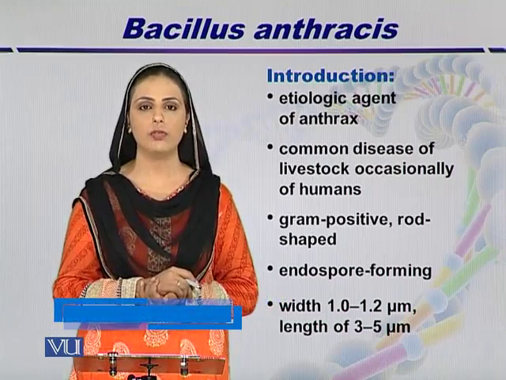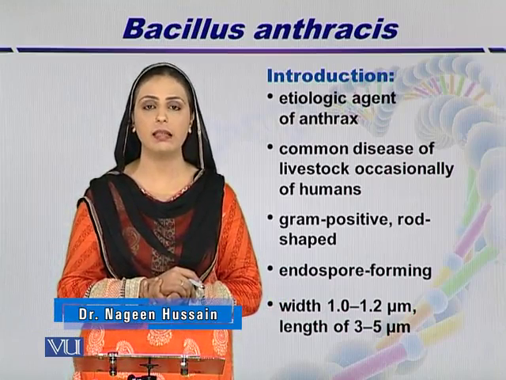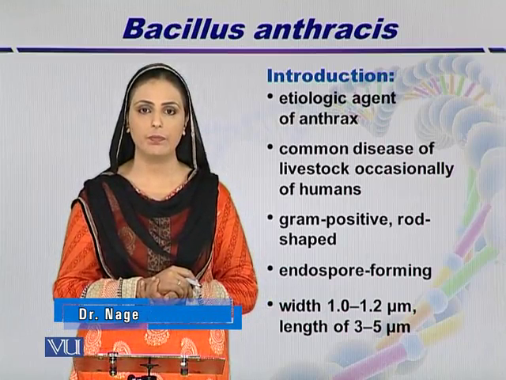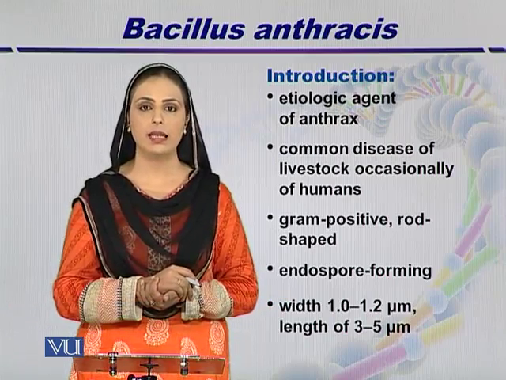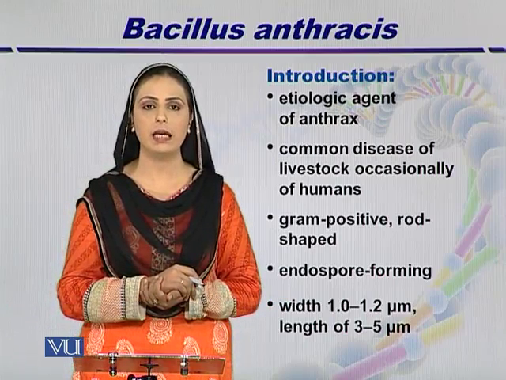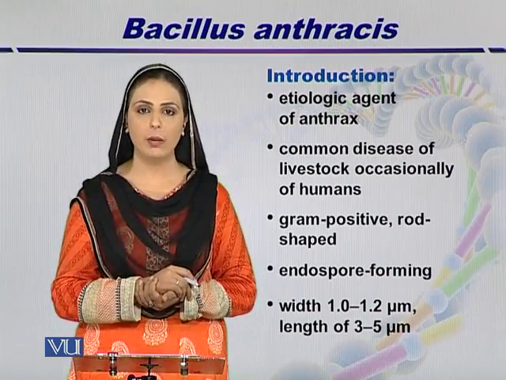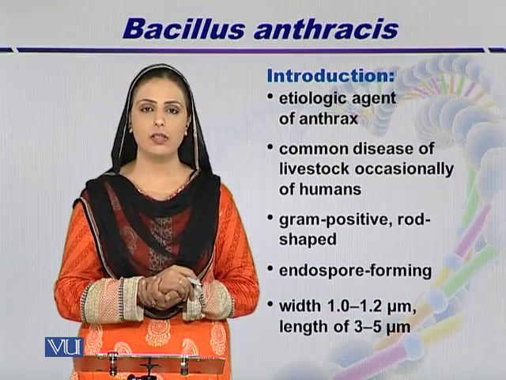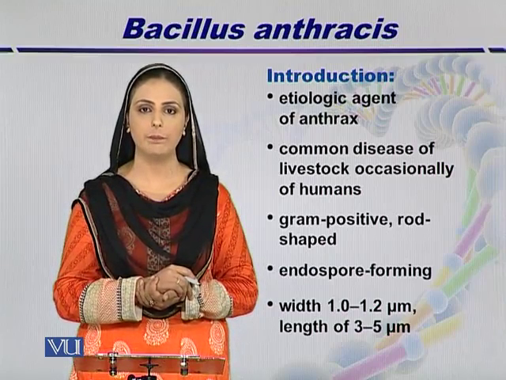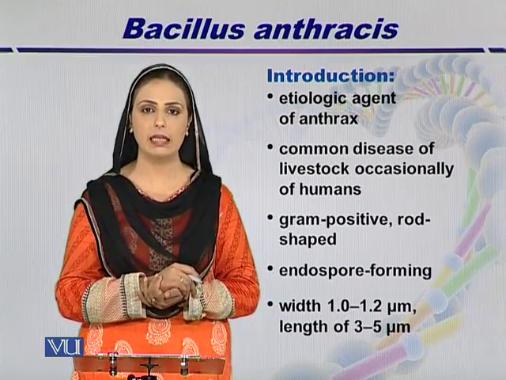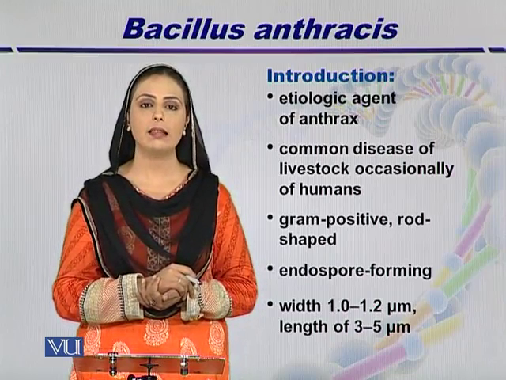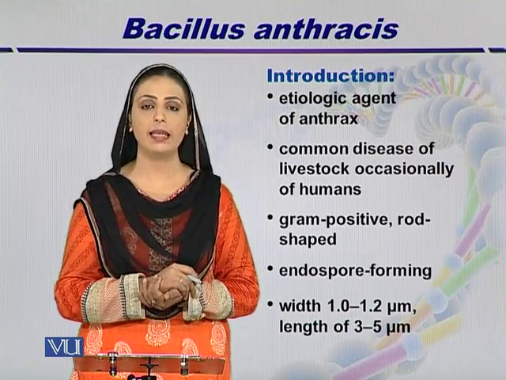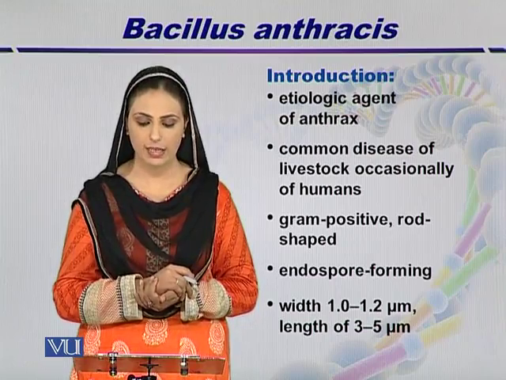If we look at the morphology of Bacillus anthracis, keep in mind that it's a gram-positive spore-forming bacteria. Usually, with the gram staining technique, we differentiate bacteria into two groups: one is gram-positive and the second one is gram-negative. Bacillus anthracis is gram-positive as it has a thick layer of peptidoglycan and a thin layer of lipid. That's why it retains the crystal violet dye even after decolorization.